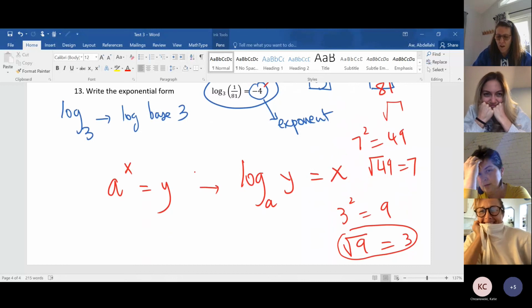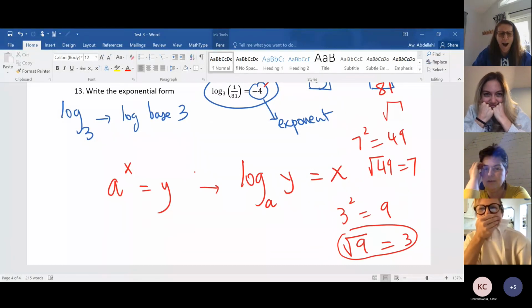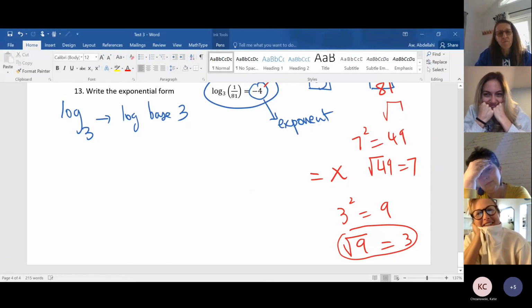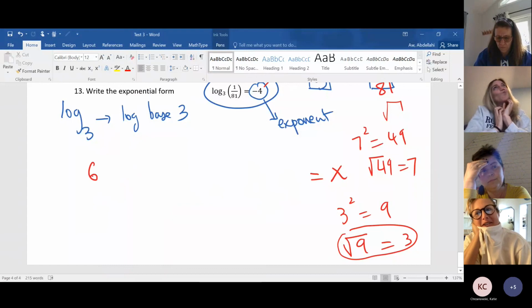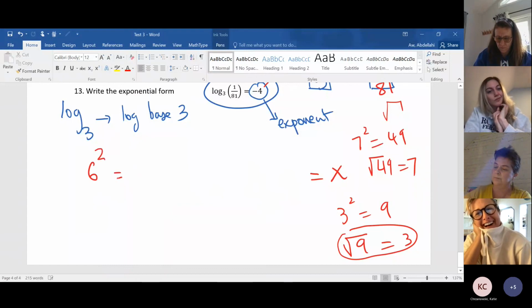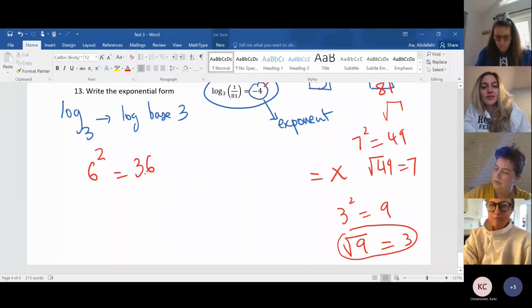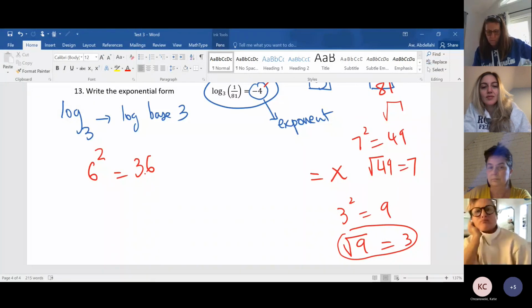What is the definition of log? The definition is how to rewrite an exponent. You see? So we say 6 squared is 36, right? What is the other way to write the same expression using log? That is where we are, not further.